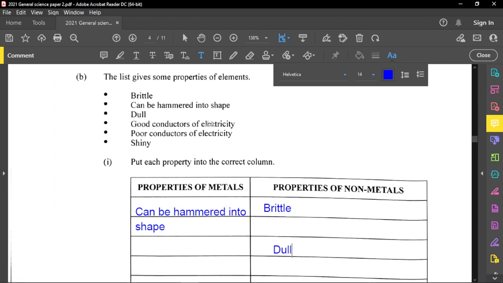And next one here is a good conductor of electricity. So good conductors of electricity is metals. So metals are good conductors of electricity. Let's put the electricity at the bottom right there. Miss out the N. Of electricity.